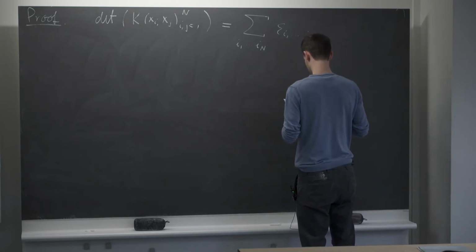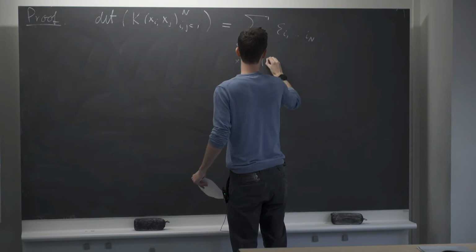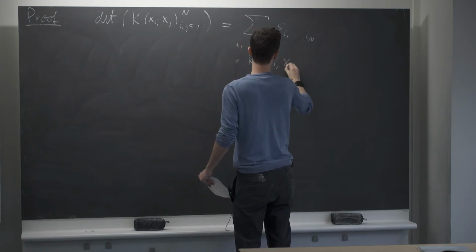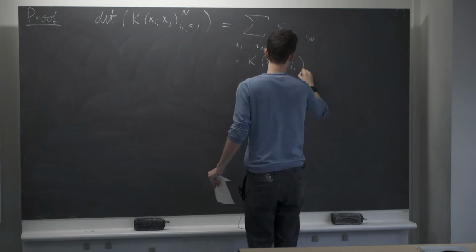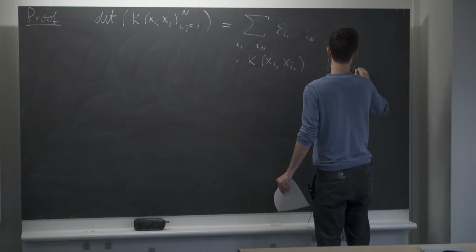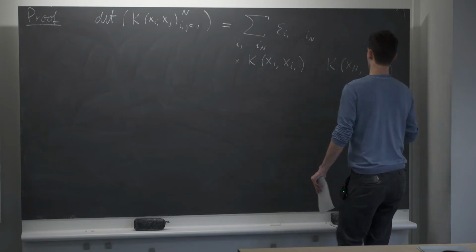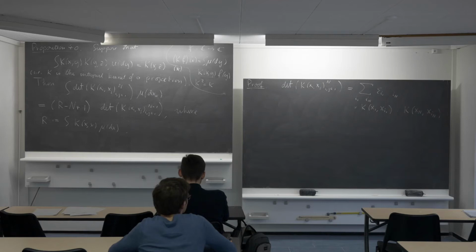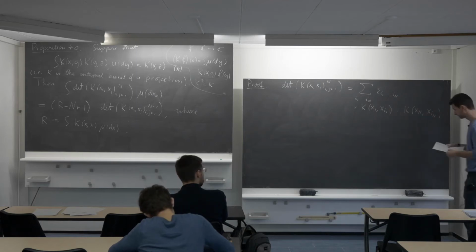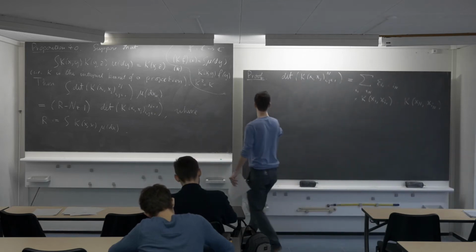Okay, so that's my determinant, and then I have k of x1, k of xi1, and then I have k of xn, xin. Okay, this is my determinant. And now comes the only point where you have to do a bit of thinking.